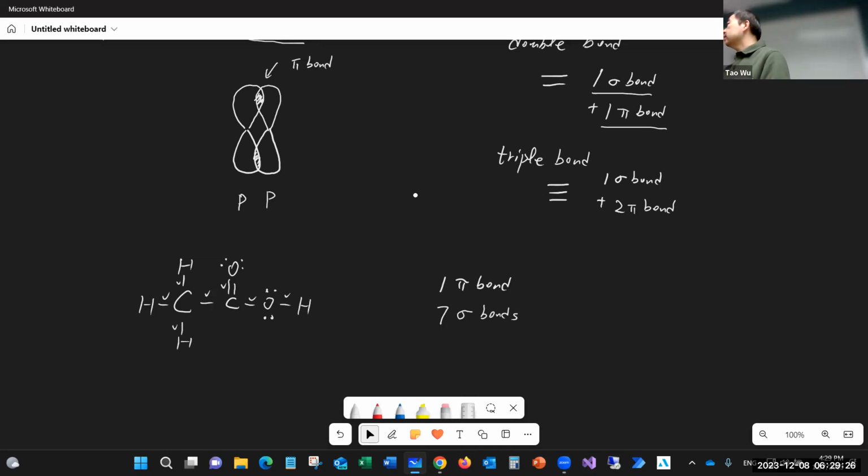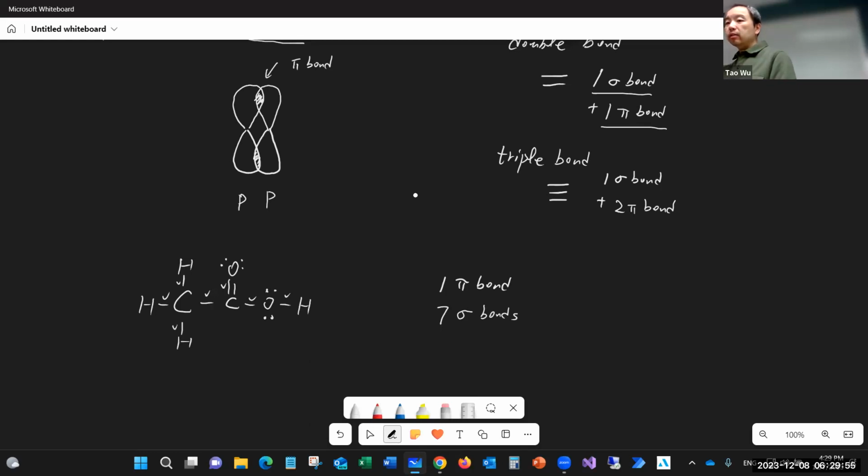Here we're talking about how the question may ask you how many pi bonds and how many sigma bonds are present in this molecule. It's easy to count. The number of single bonds refers to the number of sigma bonds. One double bond contains one sigma and one pi. A triple bond contains one sigma and two pi's. Then you just need to count.